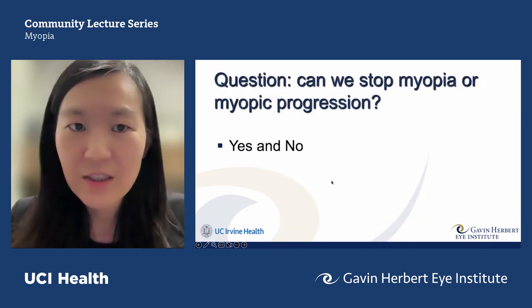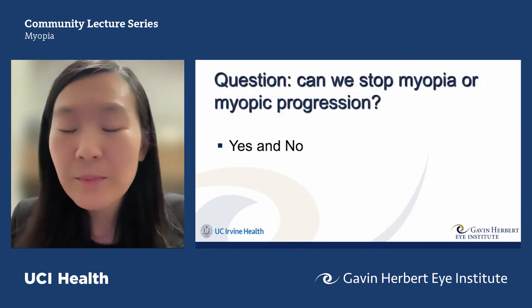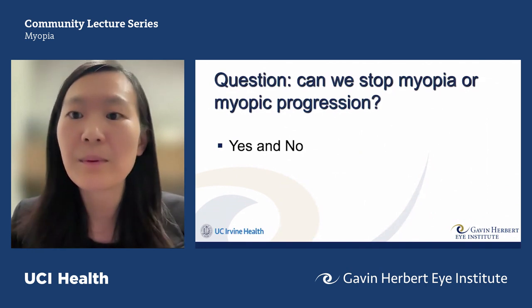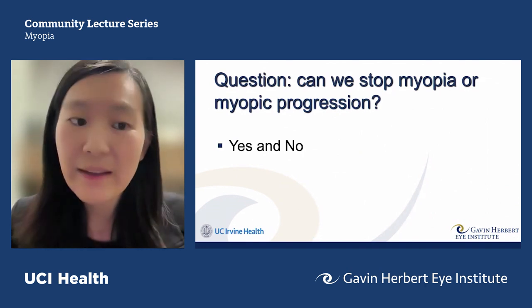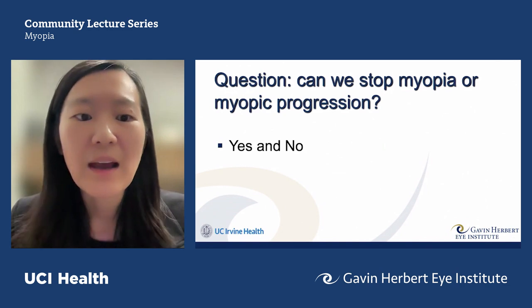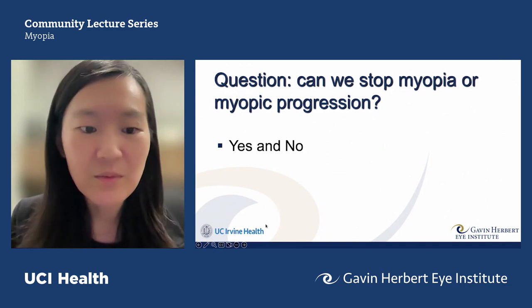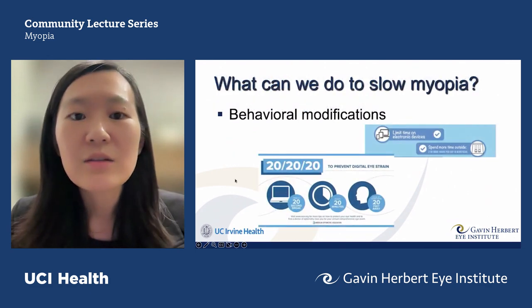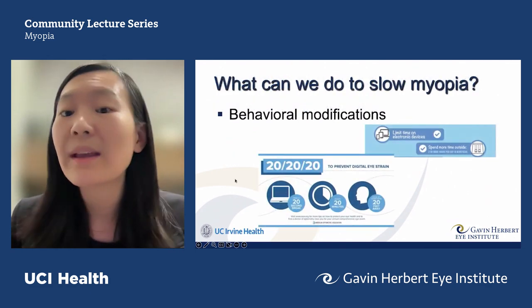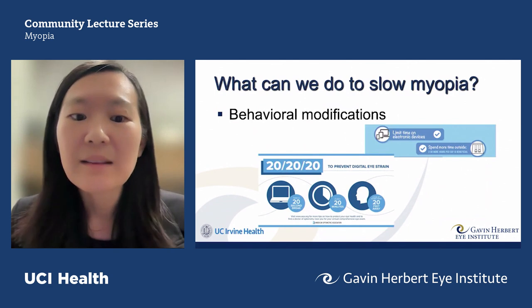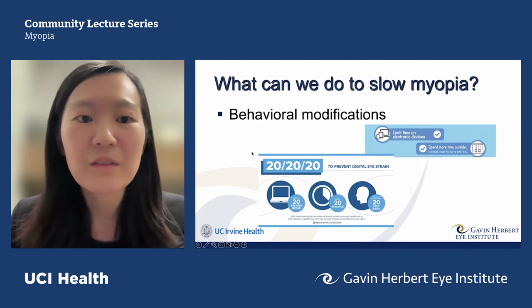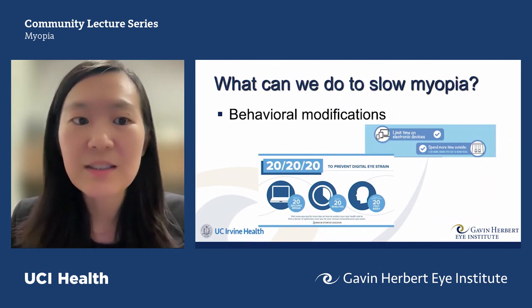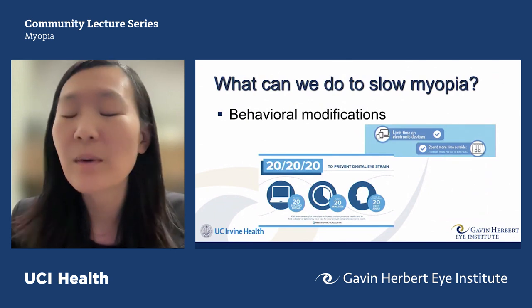So the biggest question I get, and I think the most important question here, is can we stop myopia or myopic progression? And the answer here is yes and no. And I will go into detail as to why the answer is yes and no. So first of all, let's talk about what we can do to slow myopia. The best thing for me as a pediatric ophthalmologist is to actually encourage behavioral modifications.